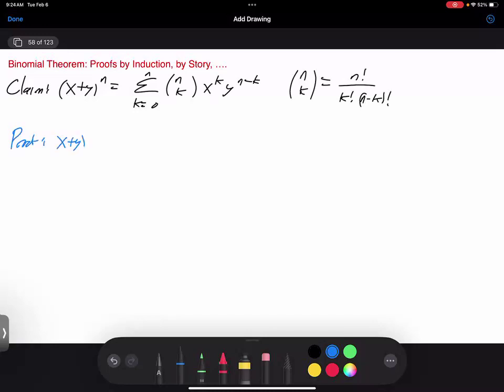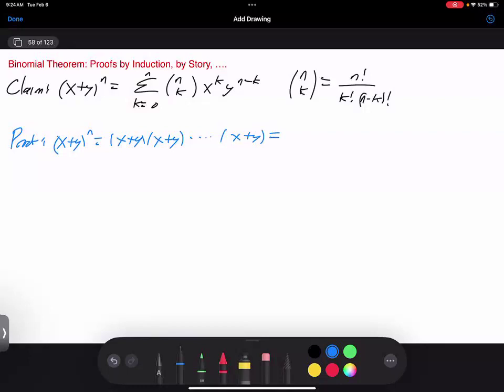So look at x plus y to the n. It's x plus y times x plus y times x plus y. I have n factors. For each factor, I either choose an x or a y. So the highest power of x I could get is if I choose x every single time, and that will give me an x to the n. The highest power of y is if I choose y every single time, and I would get a y to the n. Whatever power of x I have, the power of y has to be such that when you add those two together, you get n.